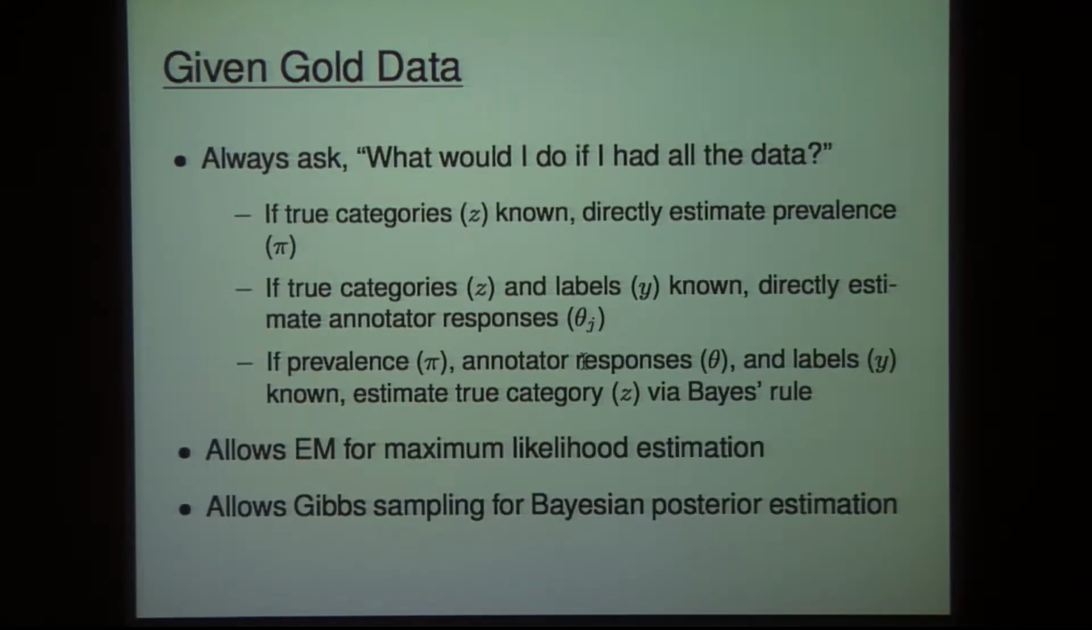So thinking about building a statistical model, you often want to say, what would I do if I had all the data? So we're often working in these missing data situations. So a standard way to start is to say, what would I do if I had all the data? Or at least what would I do if I had all the conditional data?